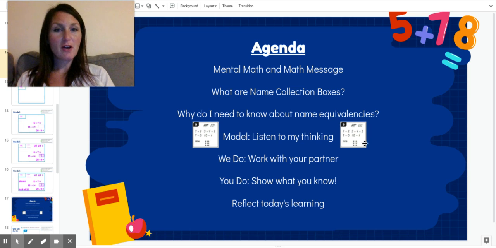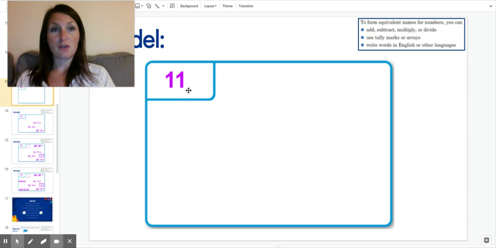All right, so here we are. We are ready for the model. I am going to be looking here at the number 11. I'm going to try to find equivalent names and write them here. And here is a little helper tool to help me figure out some different ways I can write the number 11.